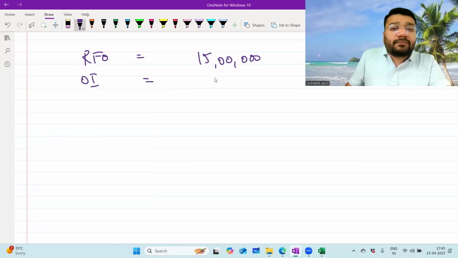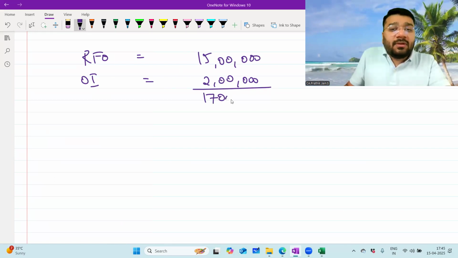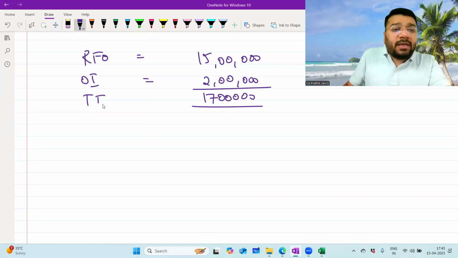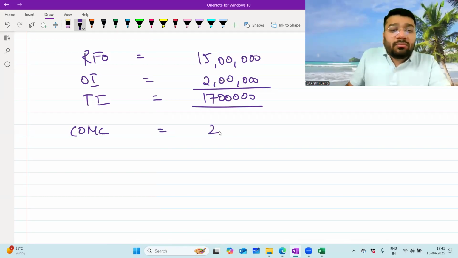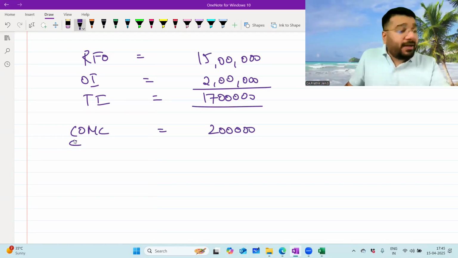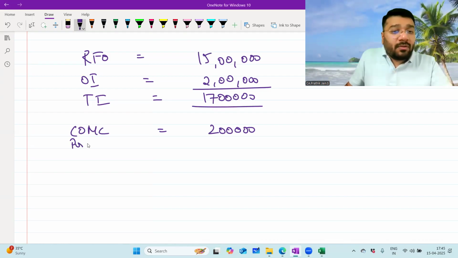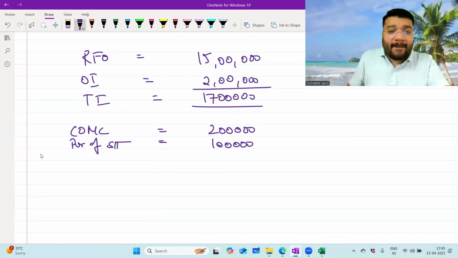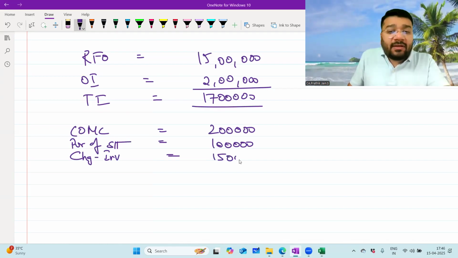Other income 2 lakh. How much is it? 17 lakh. Then this is called total income. Okay. Then cost of material consumed 2 lakh. Then purchase of stock in trade 1 lakh. Then changes in inventory, let's say 1,50,000.